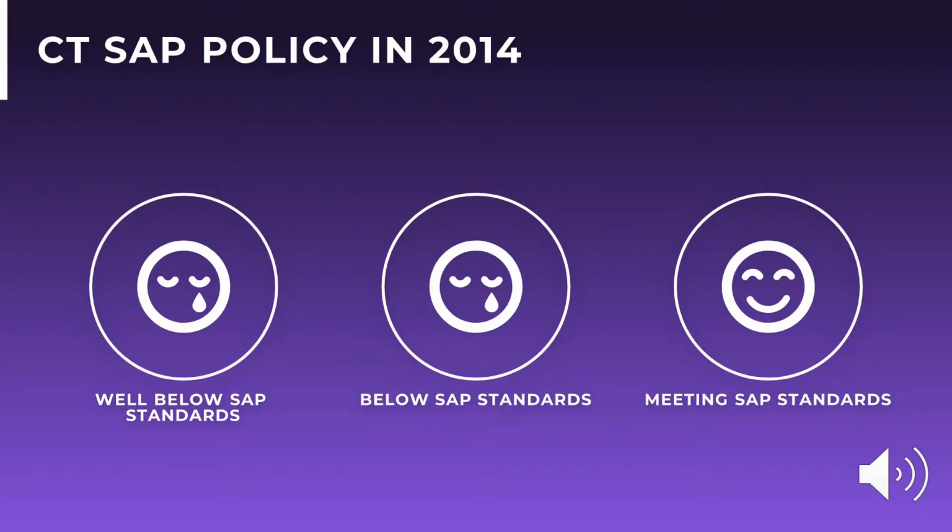The previous statewide community college SAP policy in Connecticut was largely fixed, with most students required to maintain a 2.0 GPA and 2/3 completion pace, which are very common thresholds at institutions across the country. Most students falling below the 2.0 GPA and 2/3 completion pace in the 2014 cohort became ineligible for aid.